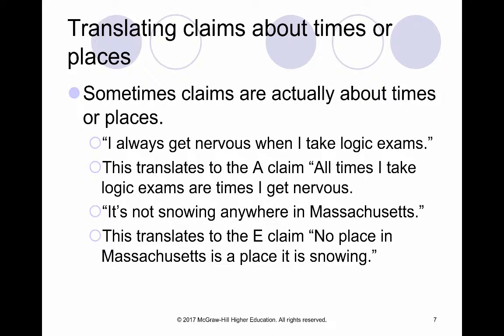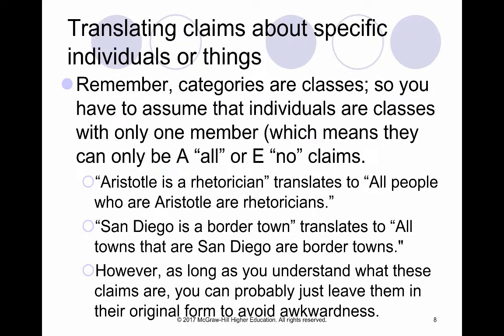The same thing with places. The claim, "It's not snowing anywhere in Massachusetts," translates to the E claim, "No place in Massachusetts is a place it is snowing." Yeah, it's a little bit awkward, but now it's in correct standard form.